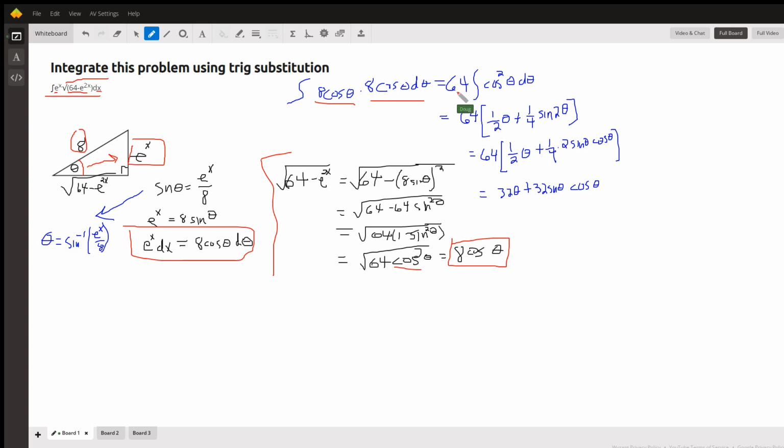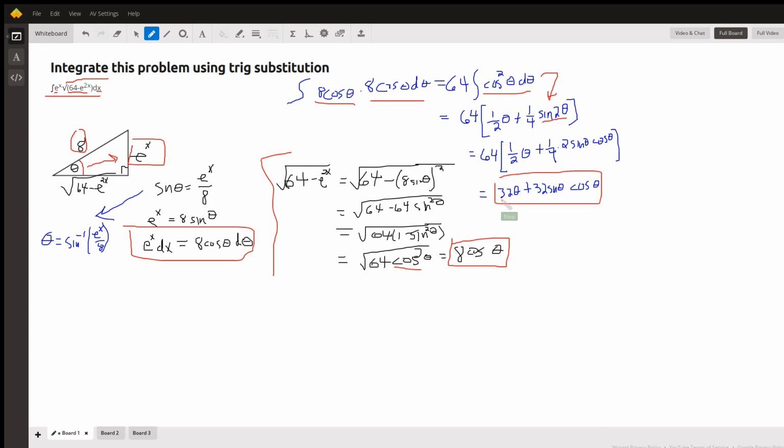We can pull the 64 out front and figure out that we're taking the antiderivative of cosine squared theta d theta. We won't go into how you get the antiderivative of cosine squared theta, but you can look it up in a table of integrals. It's 1/2 theta plus 1/4 sine of 2 theta. I like to rewrite sine of 2 theta as 2 sine theta cosine theta. Distribute the 64, and there's what we've got.